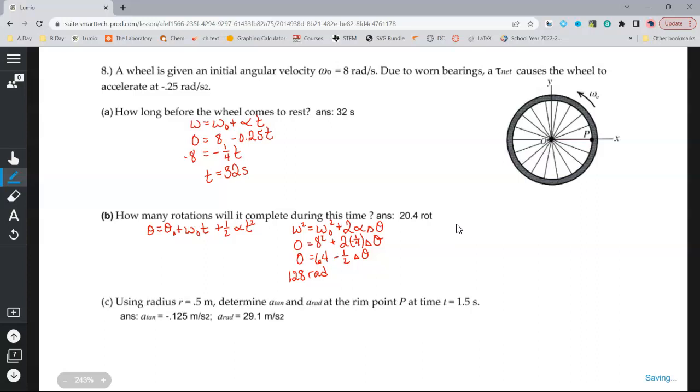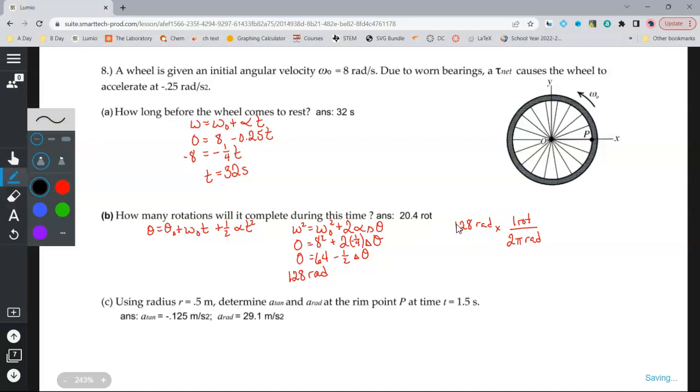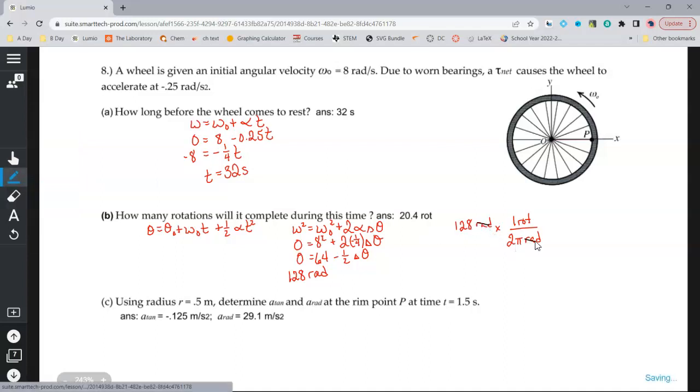So what I need to remember is if I have 128 radians, one rotation is 2 pi radians. So yes, we're going to go over here, change colors. The radians are going to cancel, and that's going to give me about 20.4 rotations.